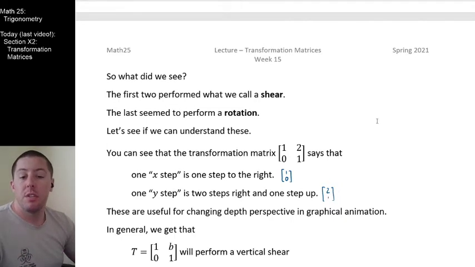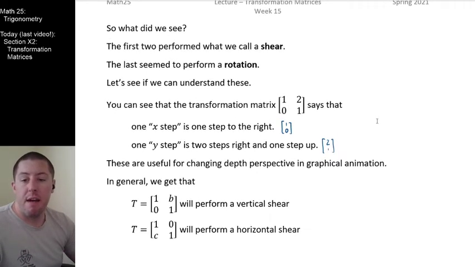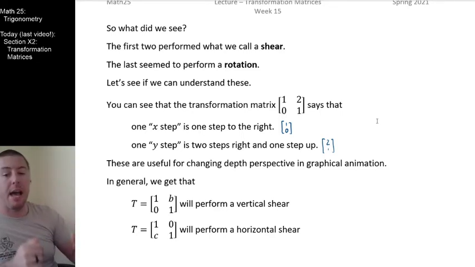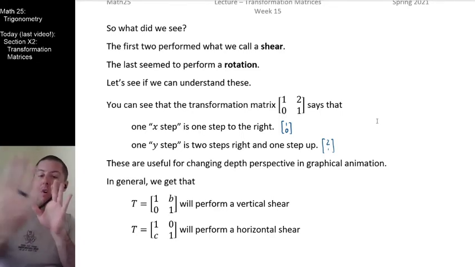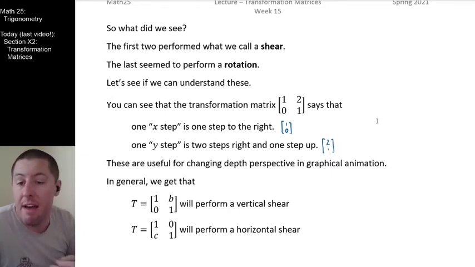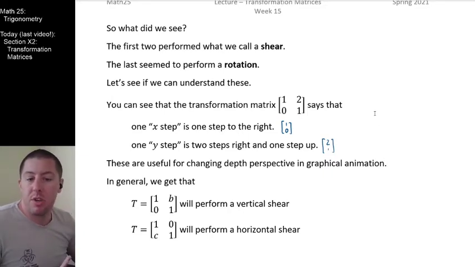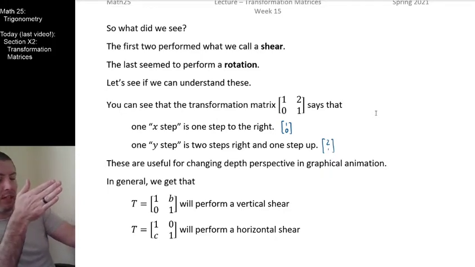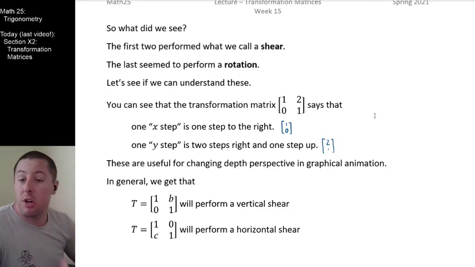These shears are really useful for changing depth perspective in graphical animation. You can imagine looking at something head on and then looking at it from the side. Things might look very long or very short, despite the fact they haven't actually changed sizes. So these shears are things that we can use to change our perspective on an object. Think about looking at your computer screen head on and then looking at it from a really sharp angle. In a sense you're setting yourself up to view this from a sheared angle rather than from its direct perspective.